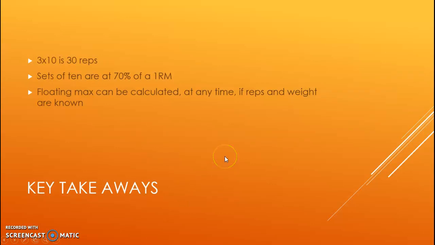Now, your takeaways are these, right? 3 sets of 10 are 30 reps. Sets of 10 are 70% of 1 rep max, and floating max can be calculated at any time if the reps and the weight are known.